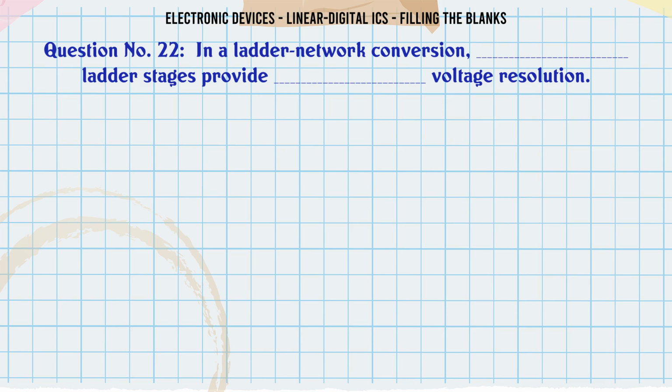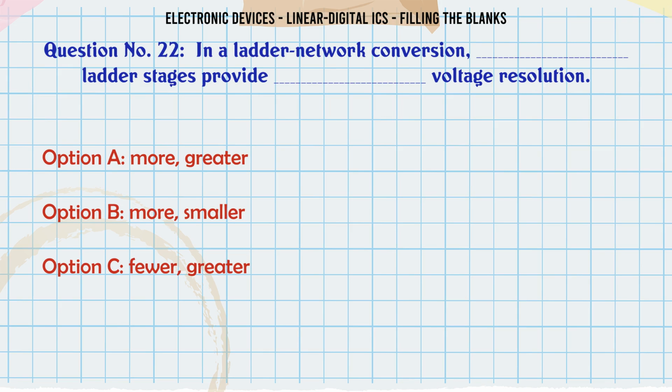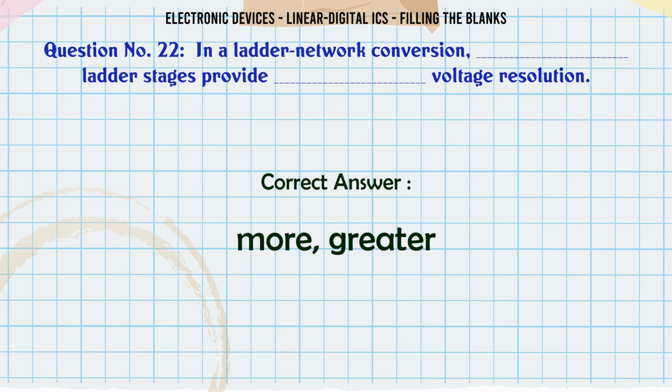In a ladder network conversion, ___ ladder stages provide ___ voltage resolution. A, more, greater; B, more, smaller; C, fewer, greater; D, none of the above. The correct answer is more, greater.